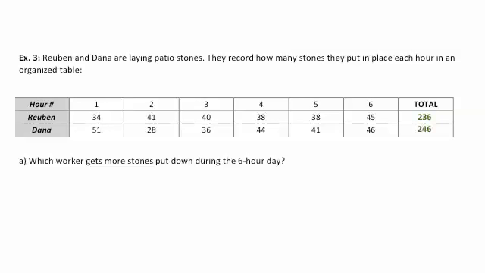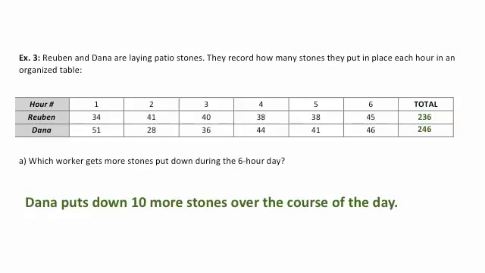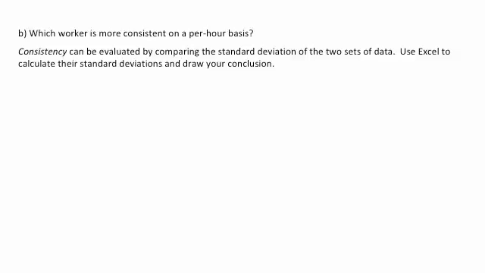So which worker gets more stones put down during the 6-hour day? Well, Dana, because over the course of the day, she puts down 10 more stones than Ruben does. But which worker is more consistent on a per hour basis? And we come back to this notion of consistency being evaluated by comparing the standard deviations of the two data sets. So at this point, again, I would invite you to use Excel to set up a chart just like we set up for the dinosaur example, but set this chart up in Excel. So press pause now, set up your charts, and compare.